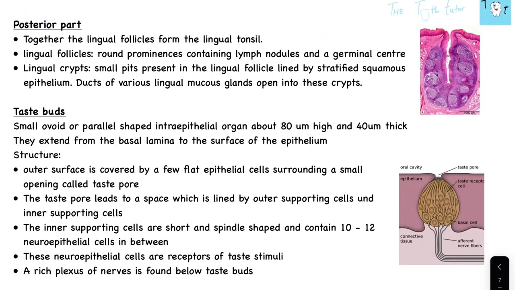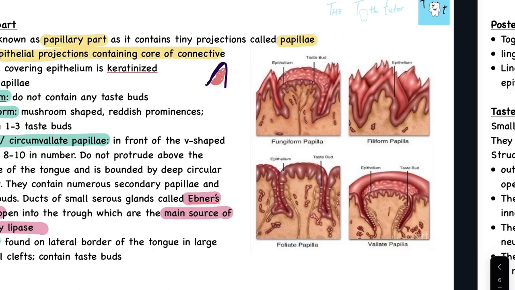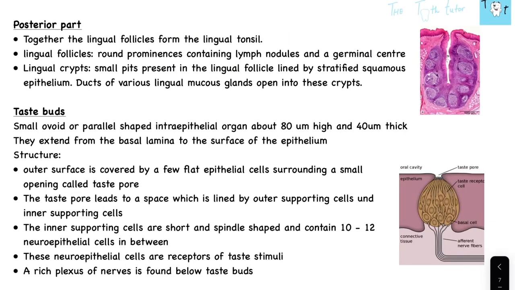Now coming to another important topic, that is the taste buds. So we know that the filiform papillae, not the filiform papillae but the fungiform papillae, foliate papillae and circumvallate papillae contain taste buds. So we have to discuss the structure of these taste buds as well. So what are taste buds? And this is a definition.